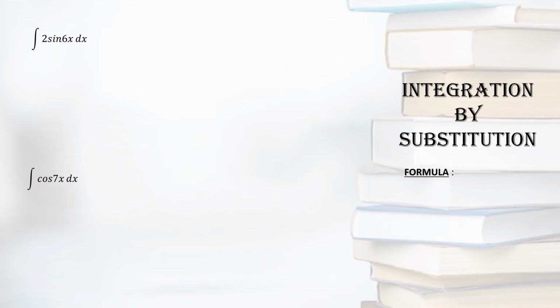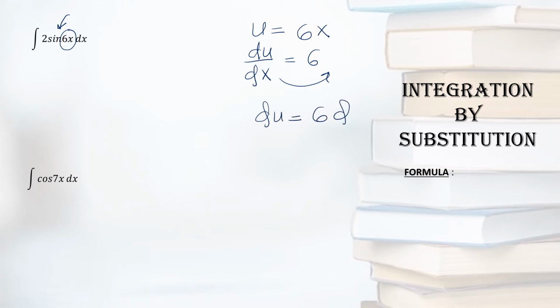Okay, now solve one more question and see some other stuff. So here you have 2 sine 6x. Here again you have only one trigonometric function. So consider the angle as your inner function and name it as u. So u is equal to 6x. Take the derivative of the inner function with respect to x, which gives you 6. Bring the dx on the other side, so it will give you 6 dx. Now come on to this side. Now here you have sine 6x.